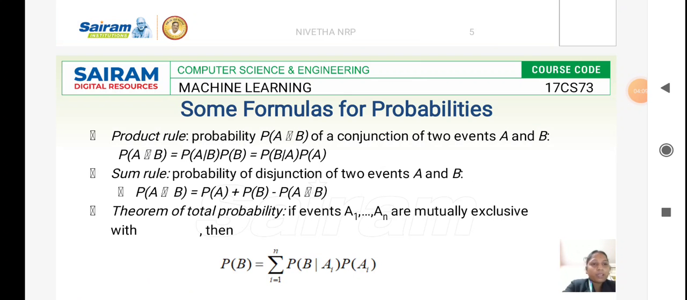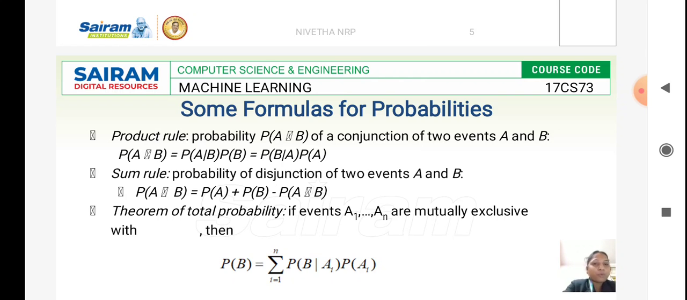We will see some of the formulas that we use in probabilities. First is the product rule, next we have the sum rule, then we have the theorem of total probability. What is the product rule? The product rule specifies that the probability of A and B is the probability of A given B multiplied by the probability of B, which can also be the probability of B given A multiplied by the probability of A. The probability of A given B represents the event A occurring after B. This is the product rule: you multiply the probabilities of events A and B.